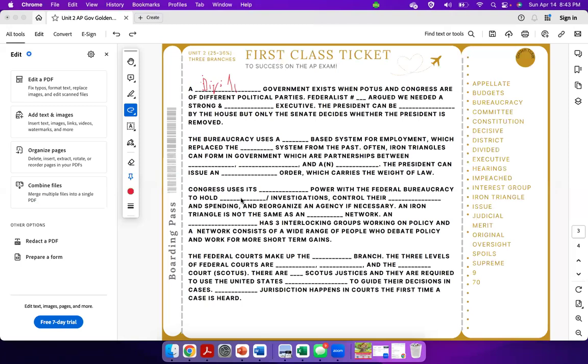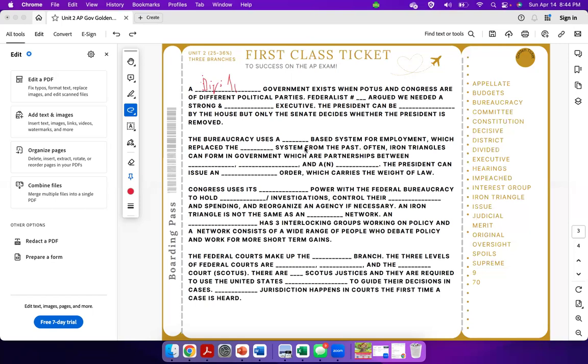Perfect. Okay, the bureaucracy. The bureaucracy is all of the executive agencies that fall underneath the president, right? That started with the Washington presidency when George created the Department of State and the Treasury and the Department of Defense and whatever else. To get a job in the bureaucracy, you have to qualify. So the bureaucracy uses a blank-based system for employment. What's the word? Merit-based system, right? You have to be qualified. If you're a Domino's pizza boy, but you're best friends with the president's son, sorry, my man, no dice. You cannot be the Secretary of State. Yeah, so merit's the word here.